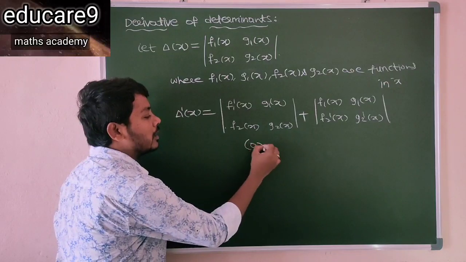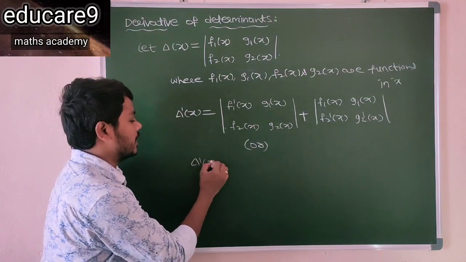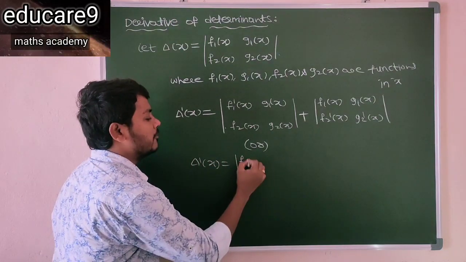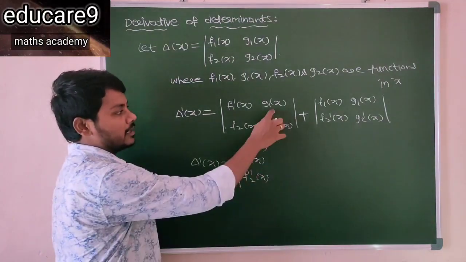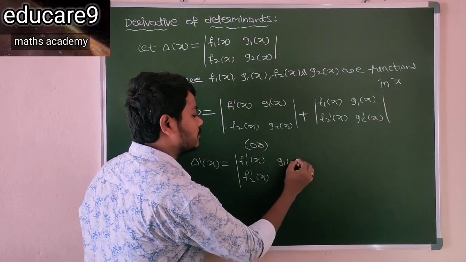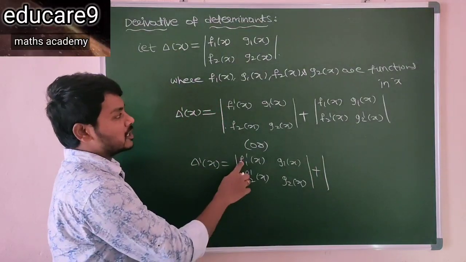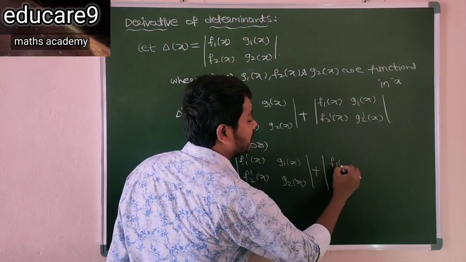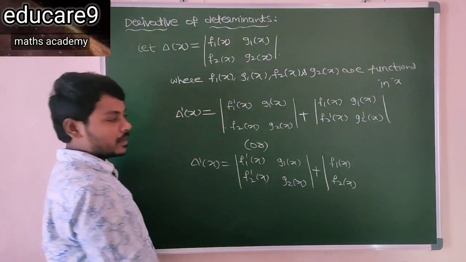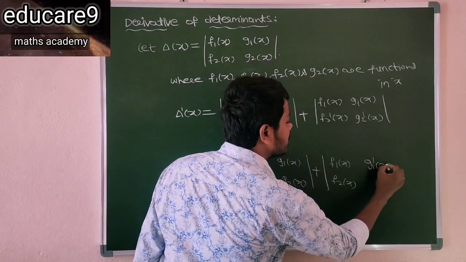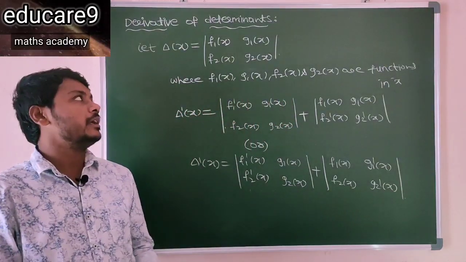Or the derivative of the first column plus the derivative of the second column. So that is delta dash of x, written as f1 dash of x, f2 dash of x. So these two, and then g1 of x, g2 of x. Next plus, write the first column as it is, that is f1 of x, f2 of x. And take the derivative of the second column, that is g1 dash of x, g2 dash of x. So this is the derivative of the determinant.